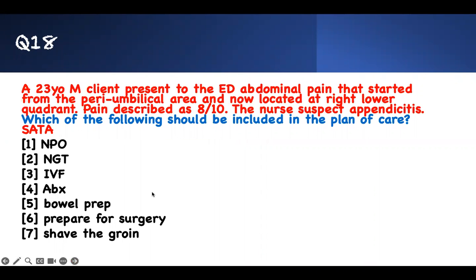Next question. Select or apply. Which of the following should the nurse include in the plan of care? A 23-year-old presents to the emergency room with abdominal pain that started in the periumbilical area. Look at it. And now it is located on the right side of the abdomen. His pain is 8 out of 10. They suspected appendicitis. What do you think? So he came in, the pain started from here. Now he's on the right lower quadrant. Suspected appendicitis. It's an itis. What do I expect? An inflammation.